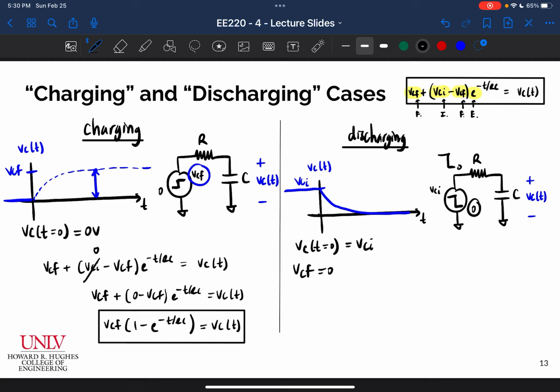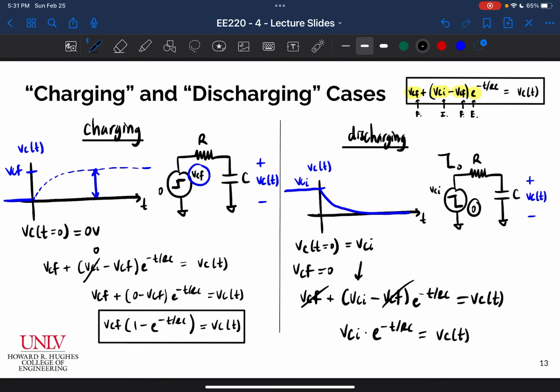And so if I want to come back and assess the FIFE equation and see how this fits into the FIFE equation, I can write it out right here. VCI minus VCF e to the minus t over RC is equal to VC of t. And so what do I know? Well, I know that my VCI is going to stay the same, but my VCFs are both 0. That's my final value. So both of these go away. And what I'm left with is just VCI e to the minus t over RC is equal to VC of t for the discharging case. So this is my expression that I can use for the discharging case.